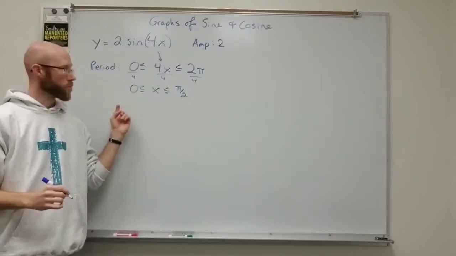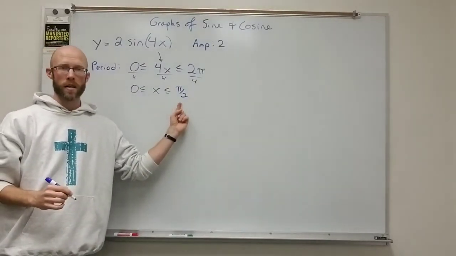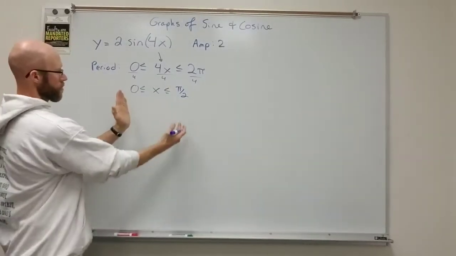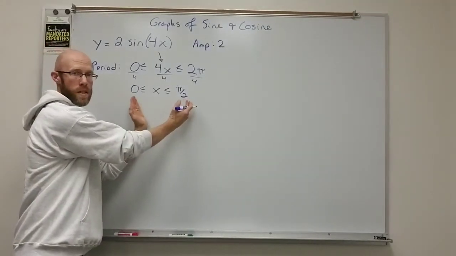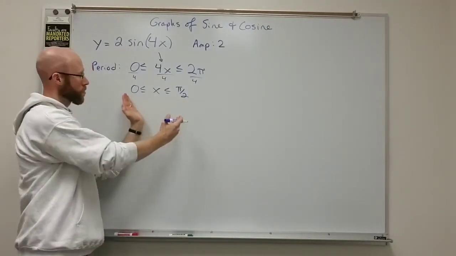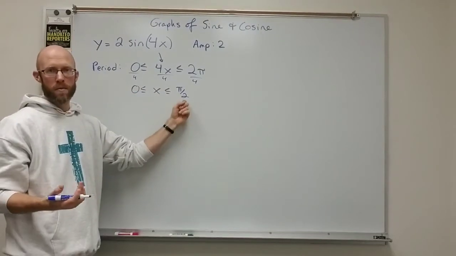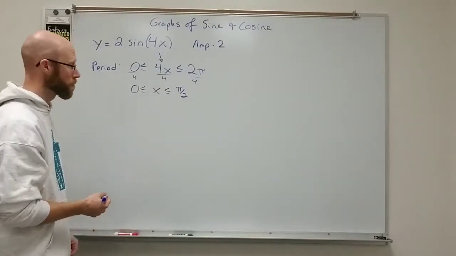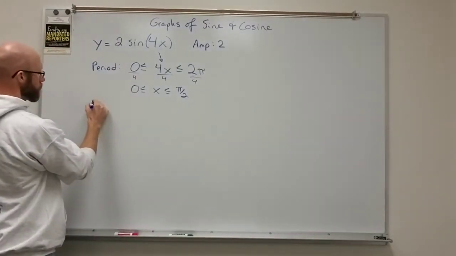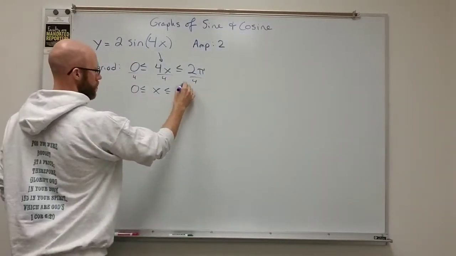Okay? And so I now have a new inequality where my period, running from 0 to pi over 2, the distance between these 2 points is the period. Of course, if one side is 0, the difference between them is just the other side. So pi over 2 is my period. Yeah, so pi over 2.